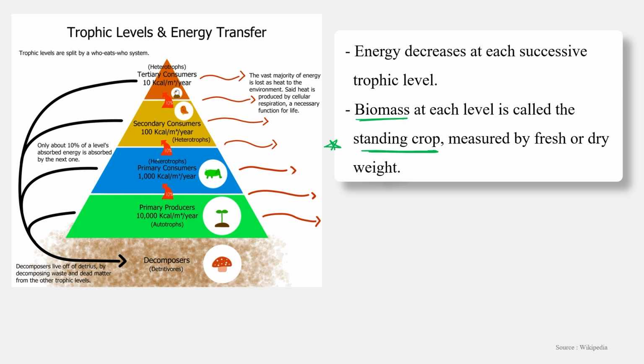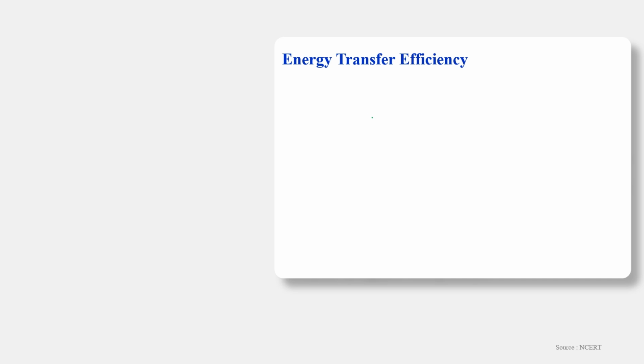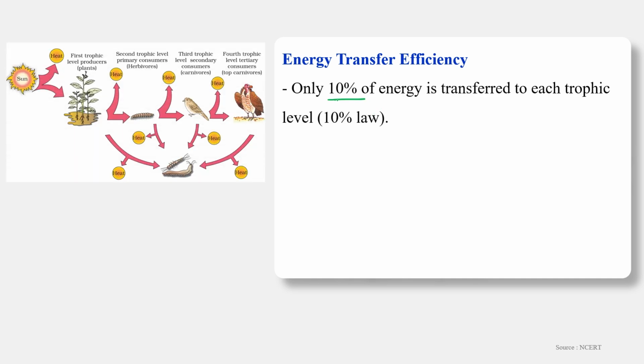As you can see in this particular picture, the biomass of the primary consumer is less than the primary producer. Okay, similarly the biomass of the secondary consumer is less than the primary consumer, right? Now, energy transfer efficiency. Only 10% of energy is transferred to each trophic level, and this is known as the 10% law. Okay, only 10% is transferred, the remaining is released as heat. As you can see, 10% from producer to primary consumer to secondary to tertiary.